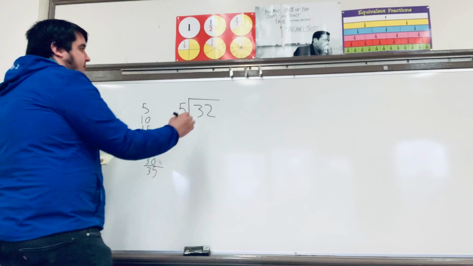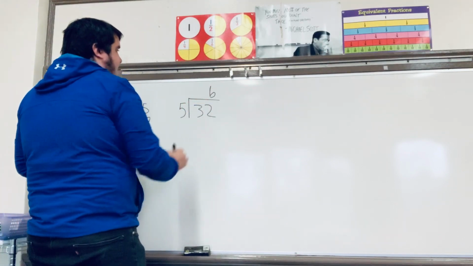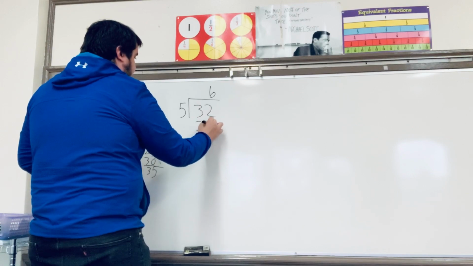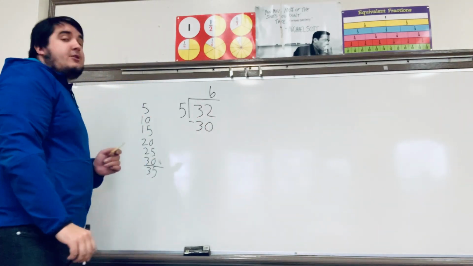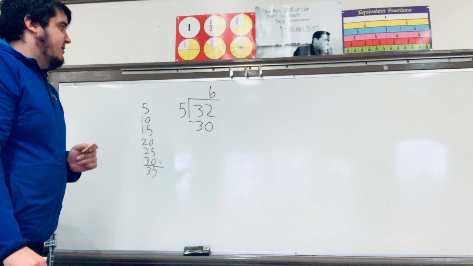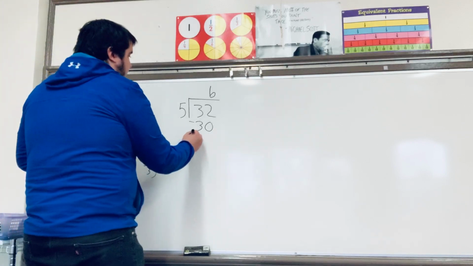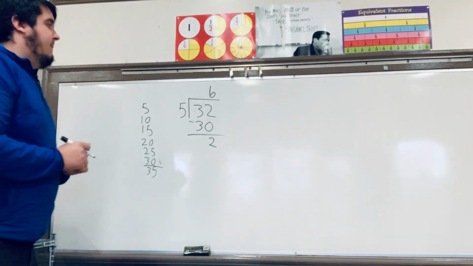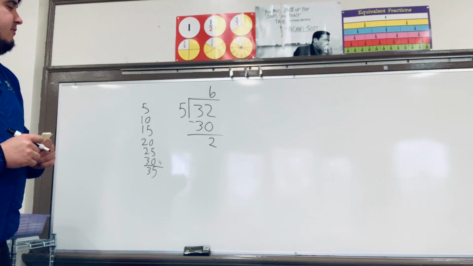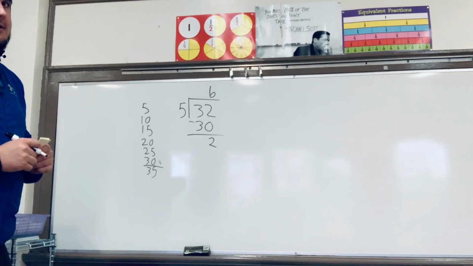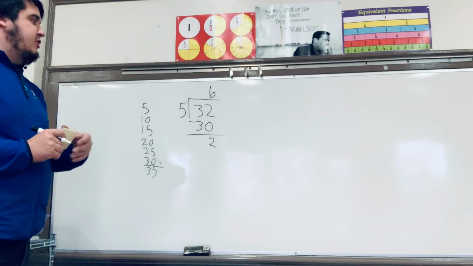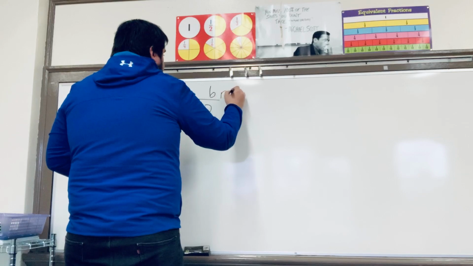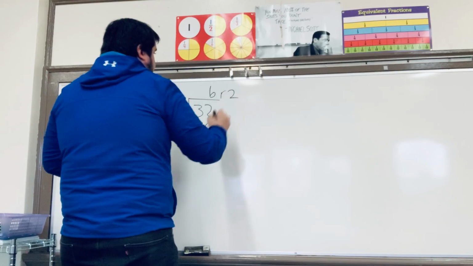So then I put down 6 up top here, and then I write down my 30. And then again, I just do that subtraction. So I take away 30 from 32. Now I have 2 left over, right? And 5 can't go into 2, so that's going to be my remainder. Remainder of 2.